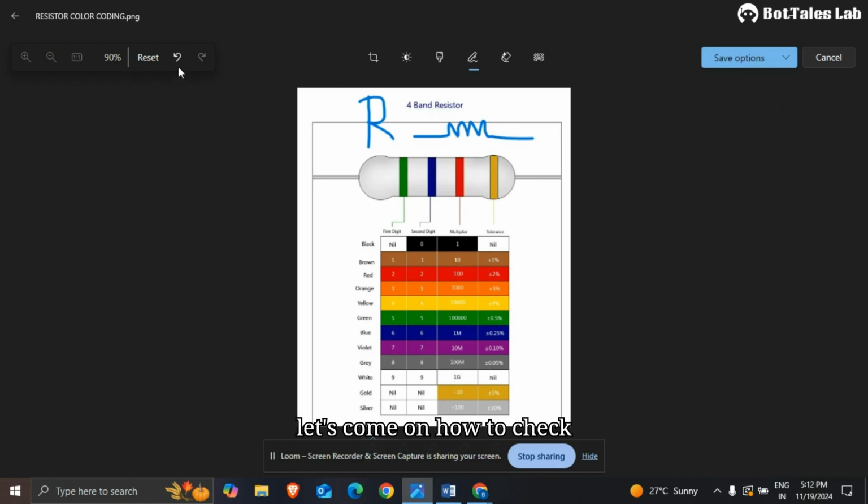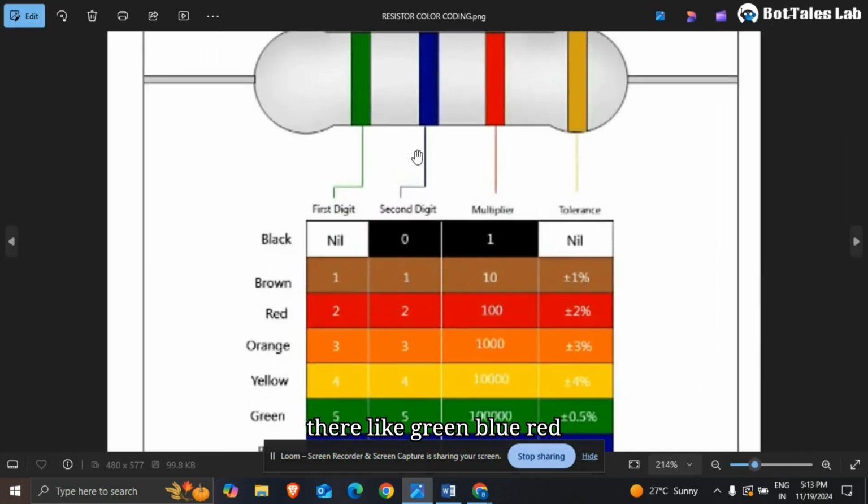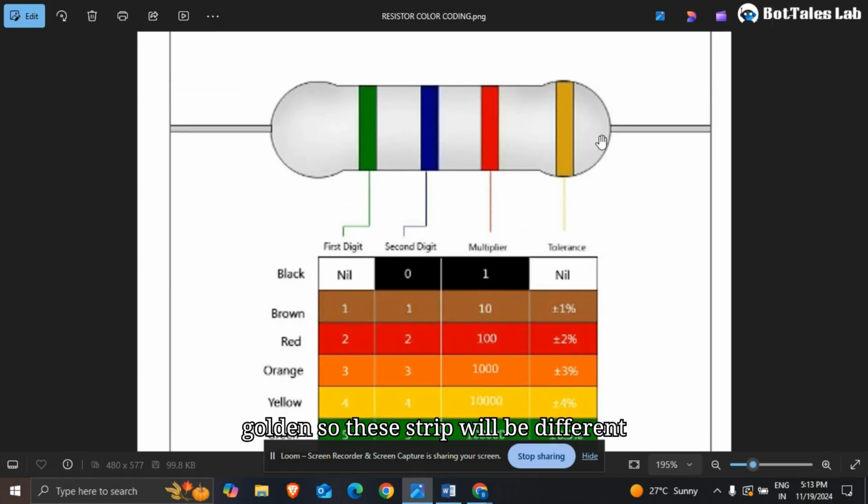Now let's come to how to check the value of a resistor. We can check easily online. Many resistor calculators are available. That is one option. You have to look at the resistor. On the resistor, you will see different color strips. As you can see in this example, the strips are green, blue, red, and golden.